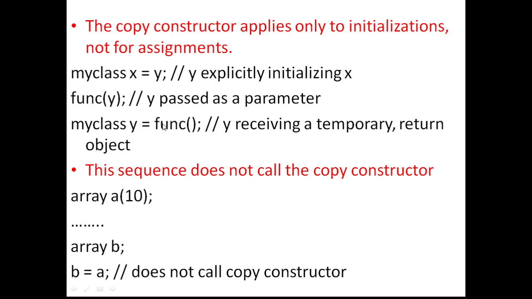Okay, in this case the return type must be a class object because we are trying to assign that to another class object. So this must be a return type of object, and this is also a valid example where a copy constructor will be invoked.